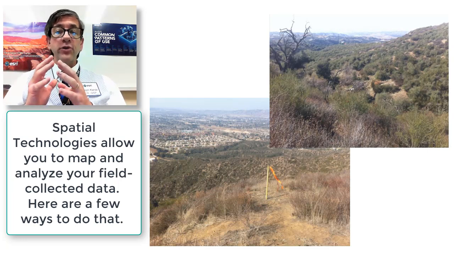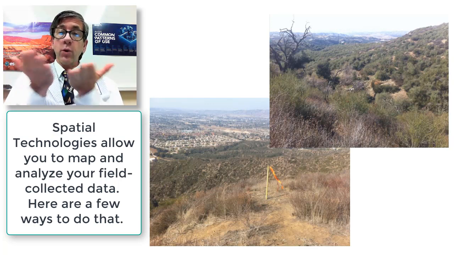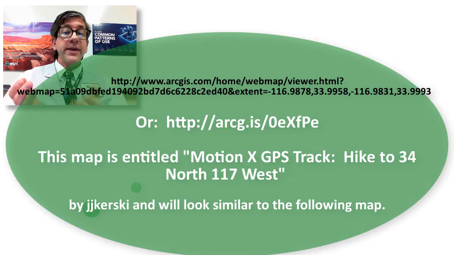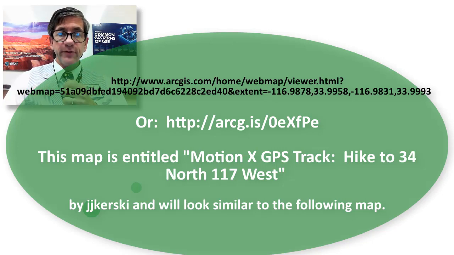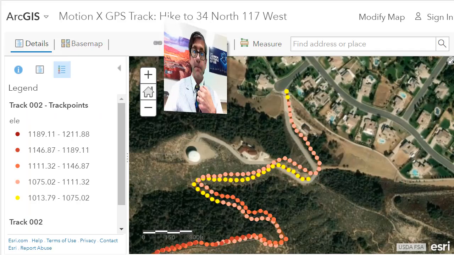Let's examine first a map in ArcGIS Online, our web-based GIS platform, that was created from data generated in the field. This map is entitled Motion X GPS Track. Hike to 34 North, 117 West is by me, J.J. Kursky. It's going to look similar to this right here.